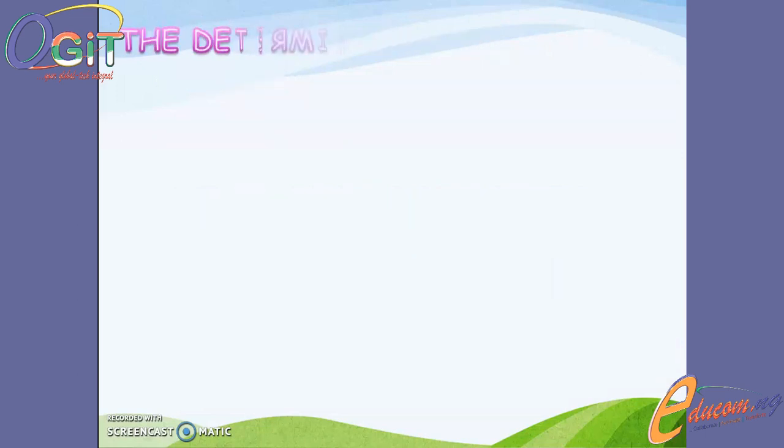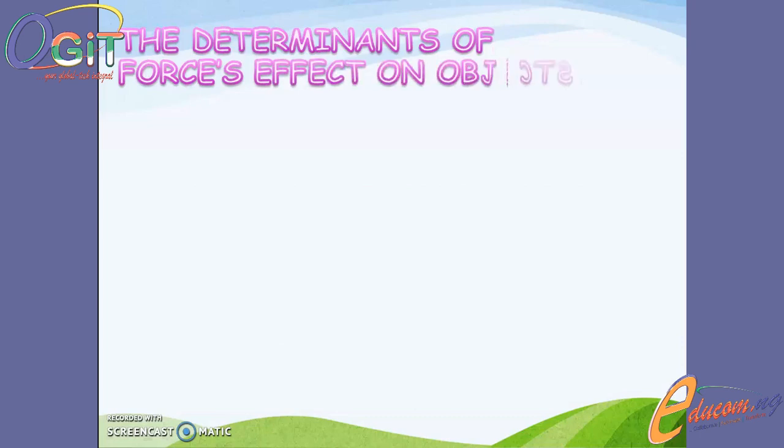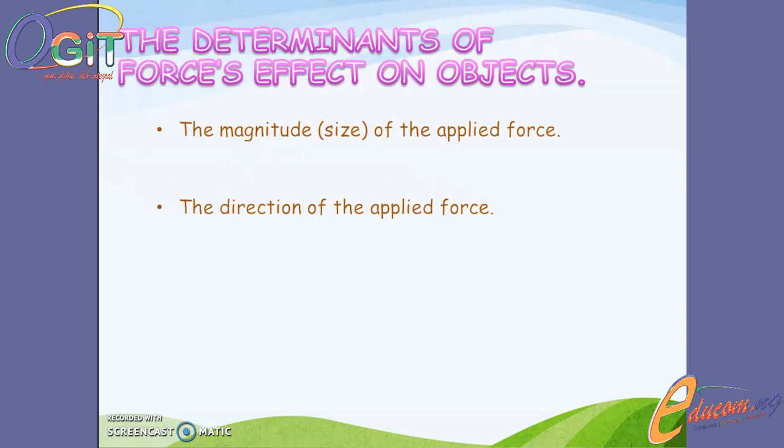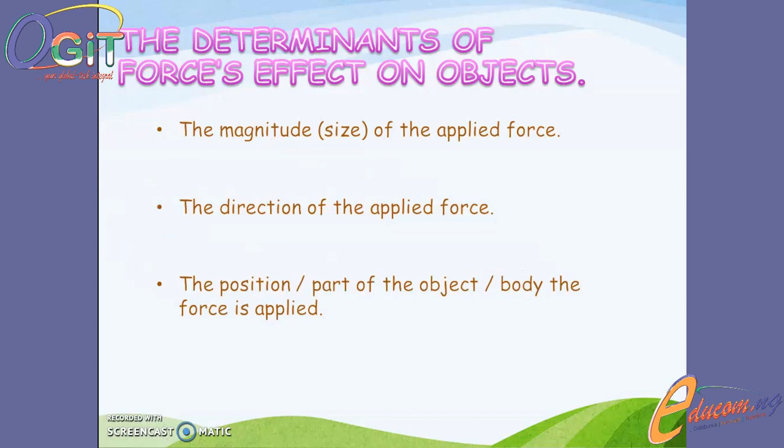With this said, we now look at what determines the effect of force on objects, and these include the magnitude of the applied force. That means the amount or the quantity of the force that you apply. The next thing is the direction of the applied force, whether it is going in the direction of the moving object or opposing the direction of the moving object. It also determines the effect that such force has on the object. And lastly, the position or the part of the object that the force is applied.